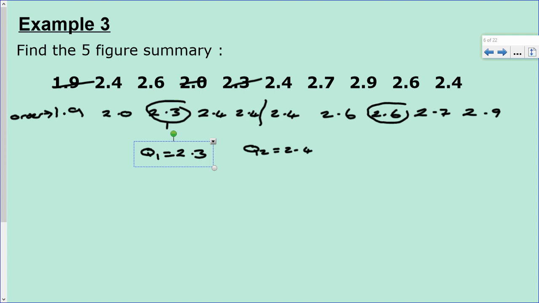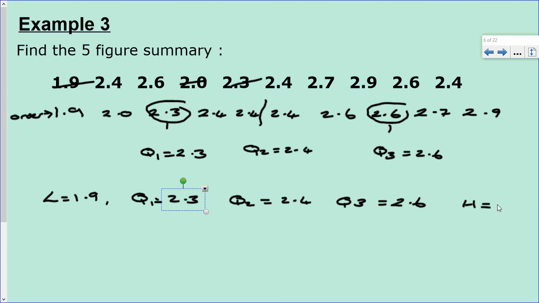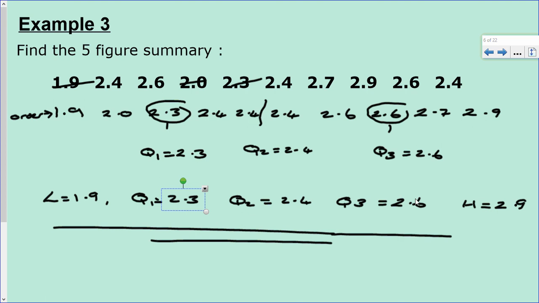This 2.6 splits it right in the middle of that half. So again, double check. I've got 2 numbers, 2 numbers, 2 numbers, 2 numbers. It means I've done it correctly. So L equals 1.9, Q1 equals 2.3, Q2 equals 2.4, Q3 equals 2.6, and our highest is 2.9. And then that's our final answer.